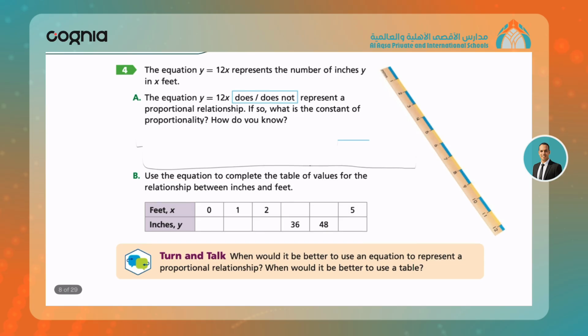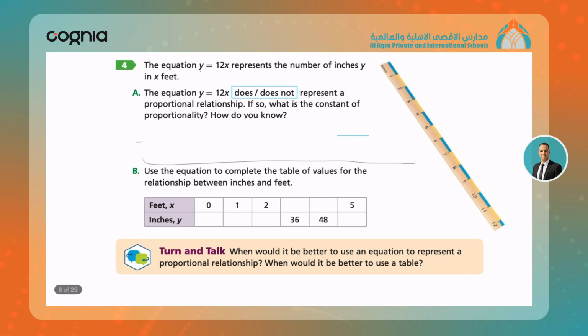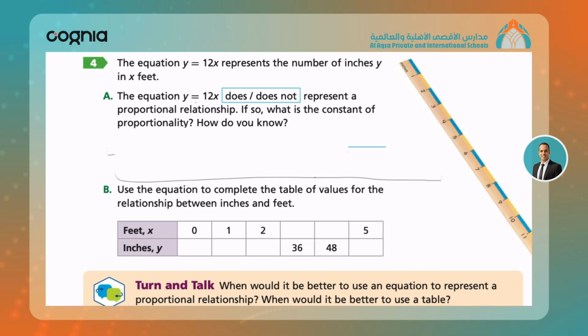Okay, question number 4. The equation y equal 12x. Like I said now, y equal 12x seems like y equal kx. Okay, so it represents the number of inches y in x feet. Does the equation y equal 12x represent a proportional relationship? Sure it does. It's the same as y equal kx, where k here is 12. Okay, so y equal 5x, y equal 3x, y equal 10x, all of these are proportional relationships.